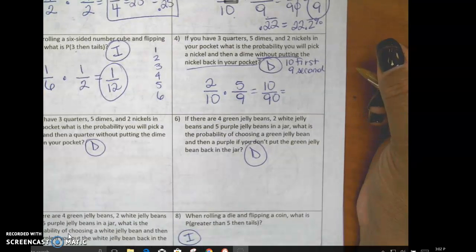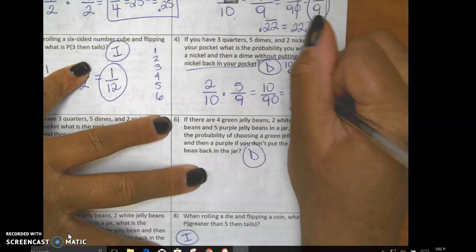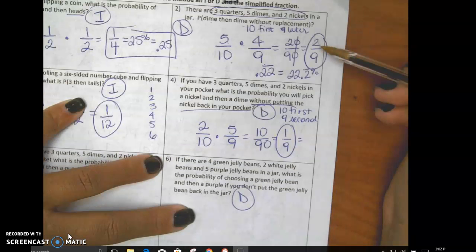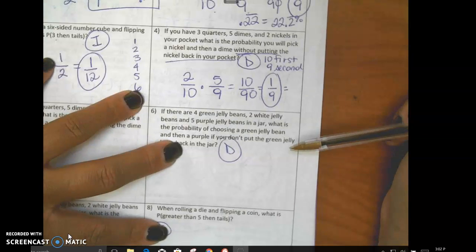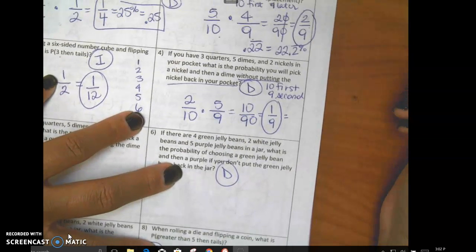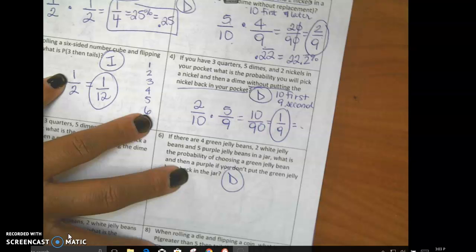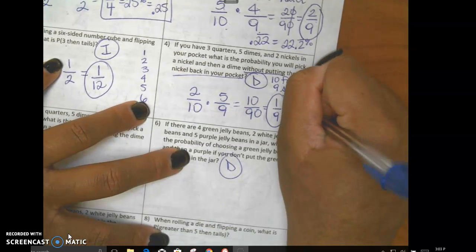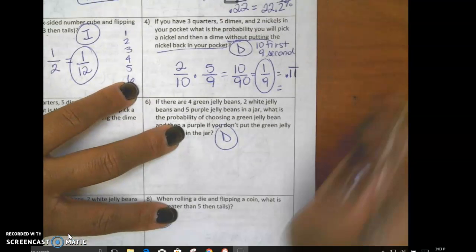Carly. 1/9. What would this be as a decimal? Nope. Go back to this one. What was this one? So this is point what? This was point 2 repeating. Point 1 repeating. And what would it be as a percent?